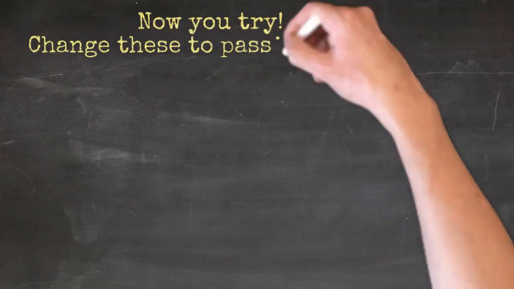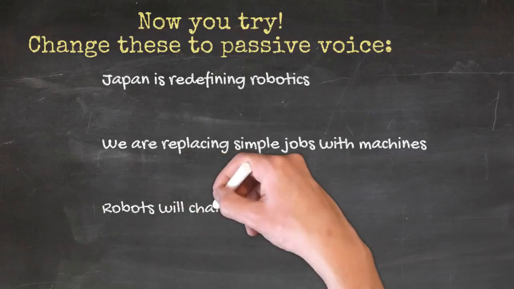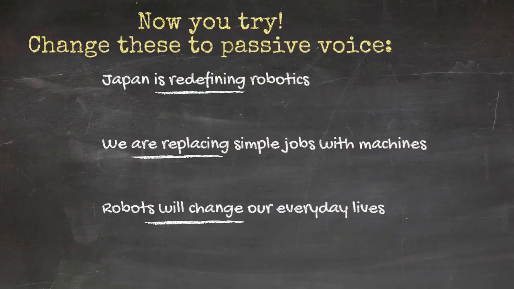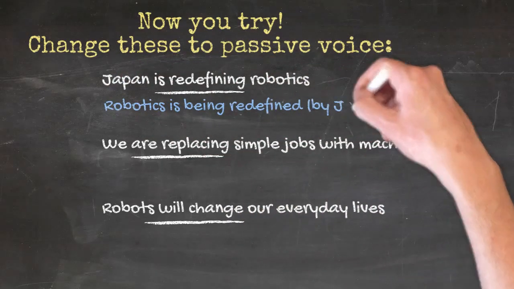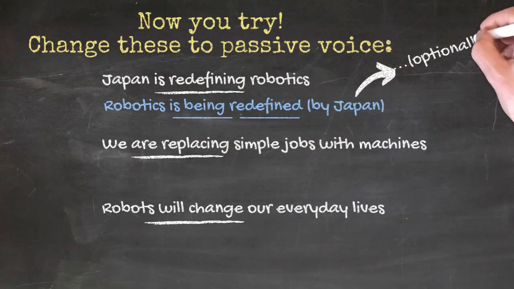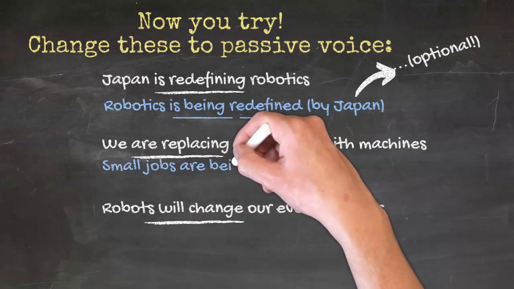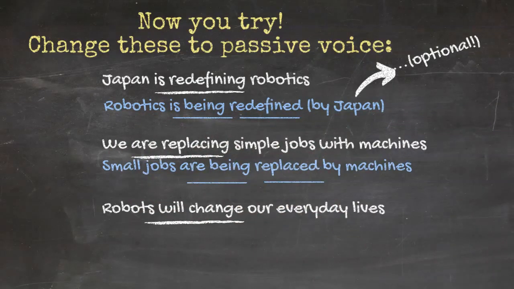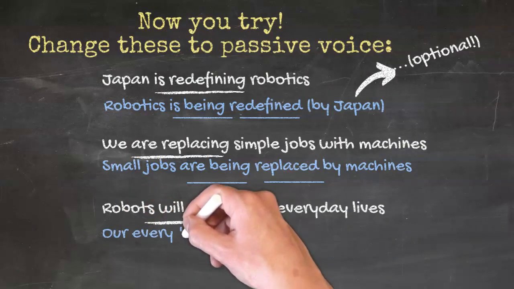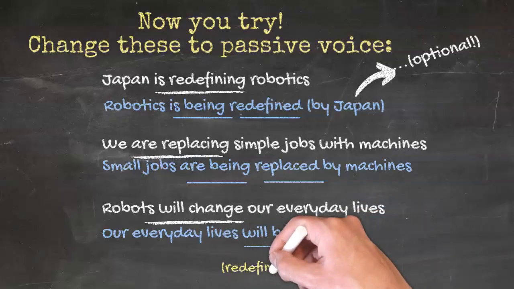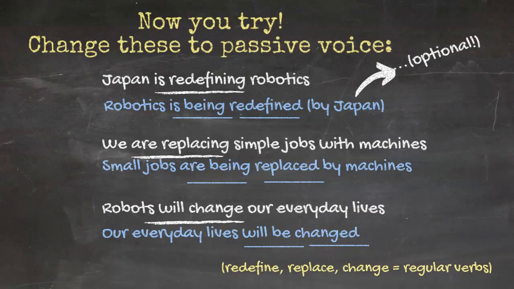Now you try. Change the sentence to passive voice. Pause the video if you need more time. Robotics is being redefined. The focus is on robotics. Small jobs are being replaced by machines. The focus is moved from we to small jobs. Our everyday lives will be changed. The focus is moved from robots to our everyday lives.